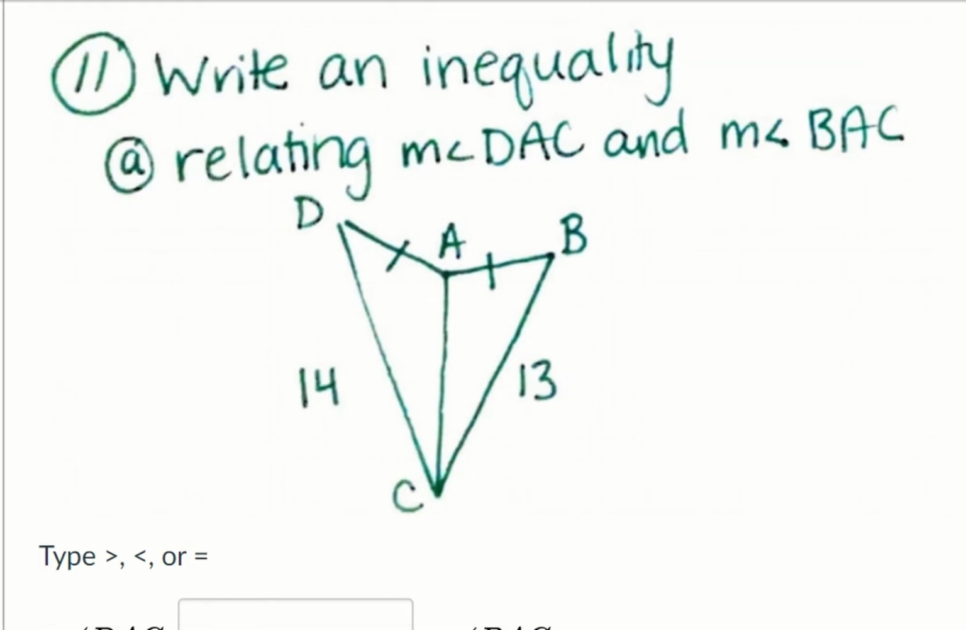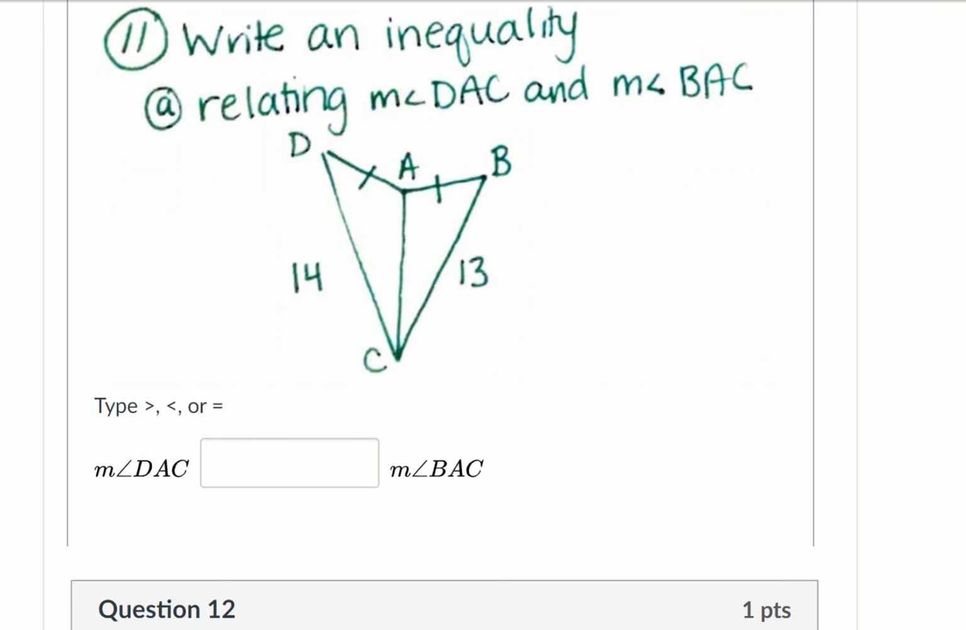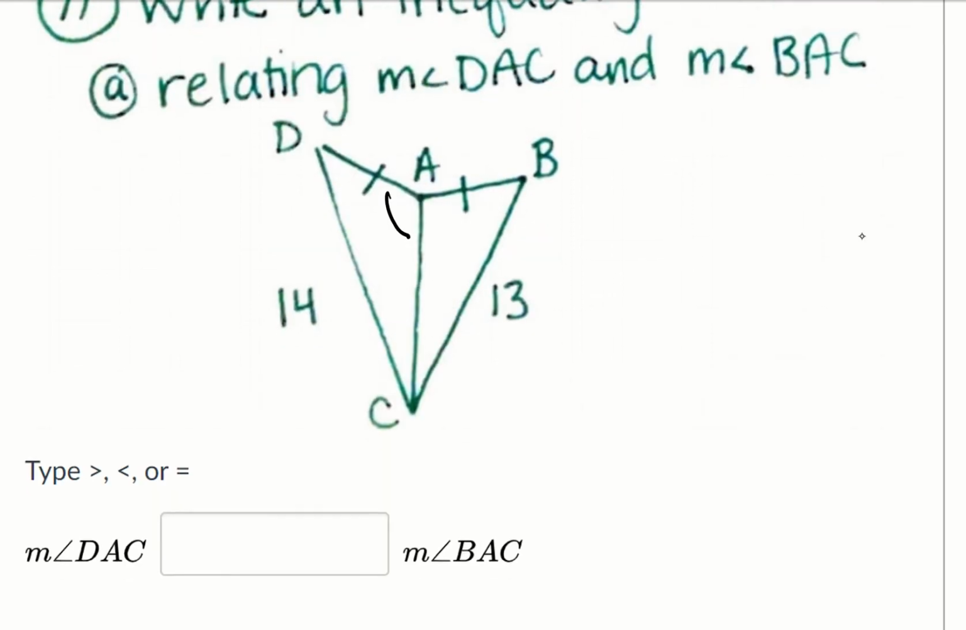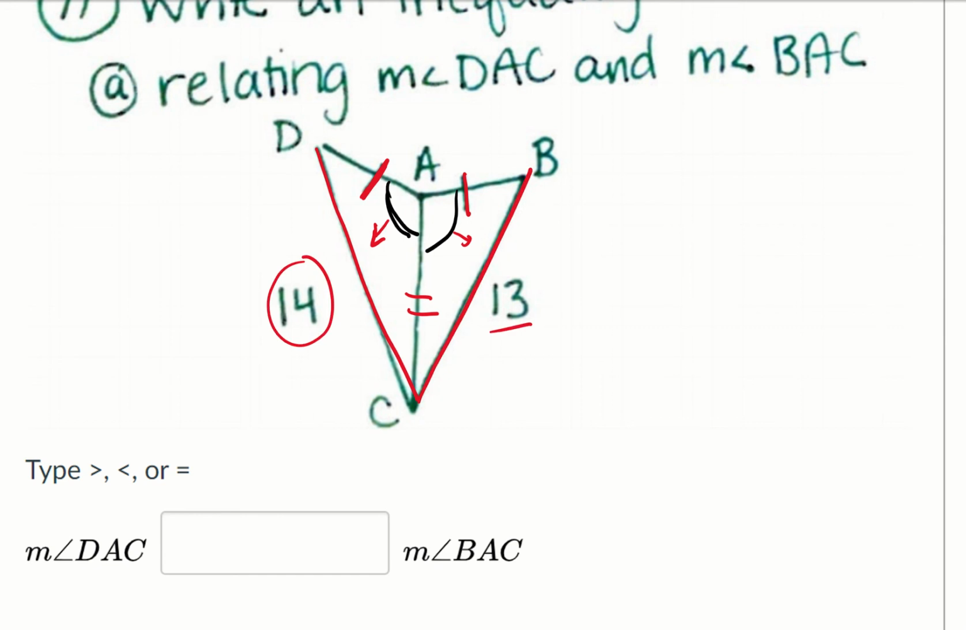All right, so question 11, write an inequality relating DAC to BAC. Okay, so DAC, we're looking at that angle there, and BAC, we're looking at that angle. So which one is bigger? Well, we know we're doing a hinge theorem because this side is the same as that, and this is congruent to itself. So we're going to look at the side opposite of this angle, which is 14, and the side opposite of this angle, which is 13. 14 is bigger than 13, which means that DAC has to be bigger than BAC, and so therefore it's greater.